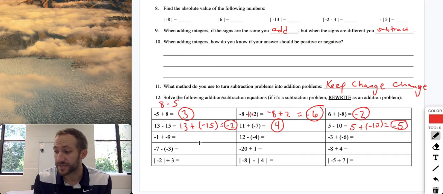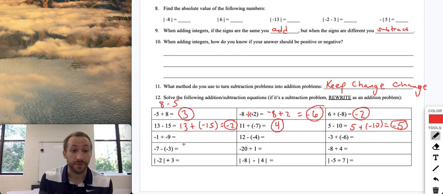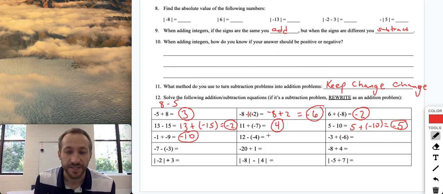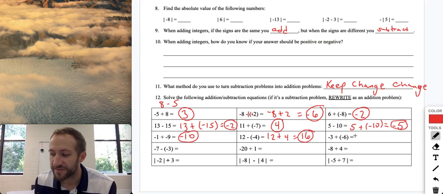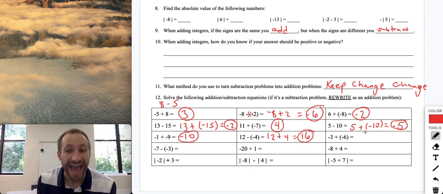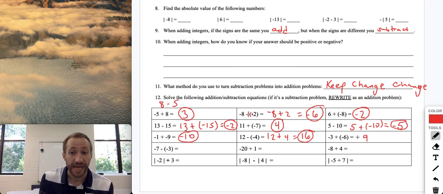Down here, negative 1 plus negative 9. The signs are the same, so I'm going to add them up and get 10 and keep the sign from the problem, negative 10. Over here, another subtraction problem. Keep the first number the same, change subtraction to addition, and change the sign of the following number. So 12 plus 4, that gives me 16. Negative 3 plus negative 6, same sign, so I'm going to think about adding and get 9. Now I'm just going to keep the sign from the problem. They're both negative, so my answer is going to be negative.